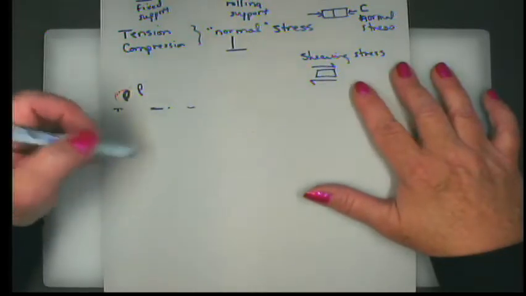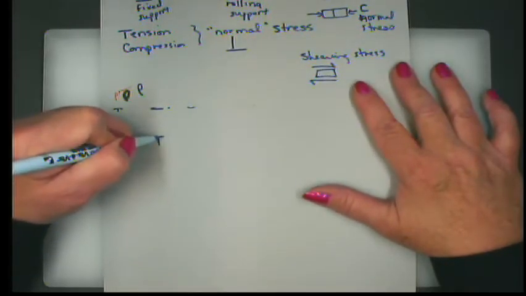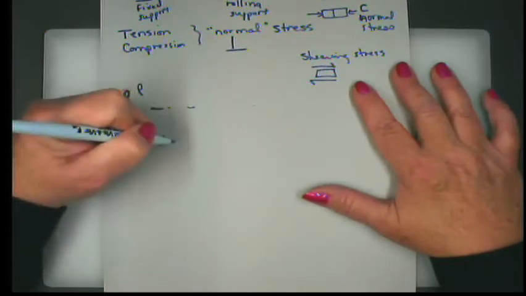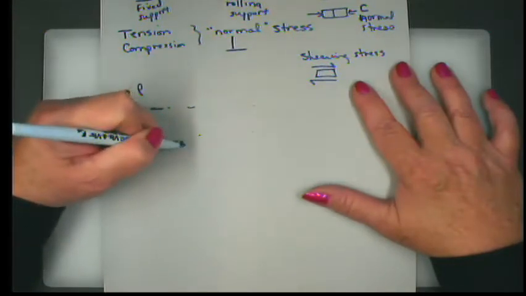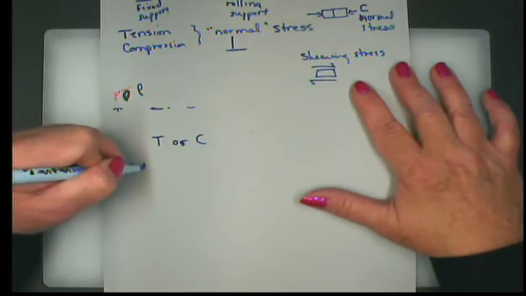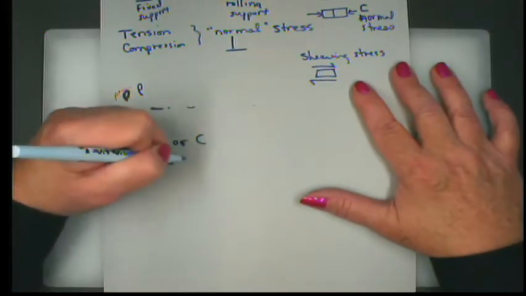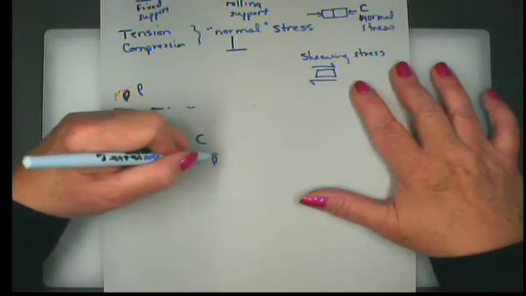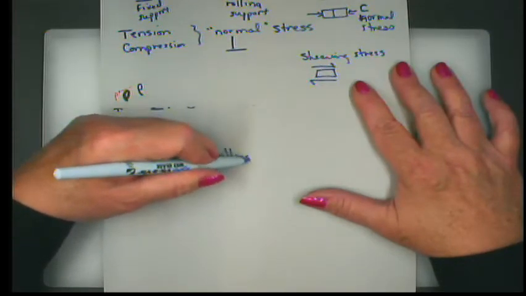So the other part of this is, how do you determine if a structural member is in tension or compression? Well, the answer is, you ask yourself the question: is the structural member pulling on the joint?